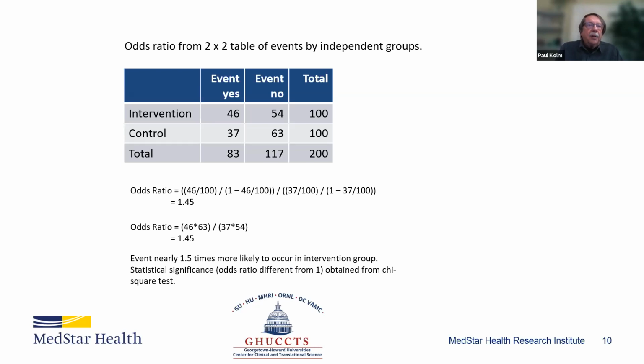And then if I want to know if this is statistically significant, I can get this from the chi-square of the 2-by-2 table here, which tells me whether the odds ratio is different from 1, or I can compute the 95% confidence interval and see if it includes or doesn't include 1. In this case, it probably won't include 1. Or, as I mentioned before, you can also say that there's a 45% increase in the odds of the event in the intervention group than there is in the control group.